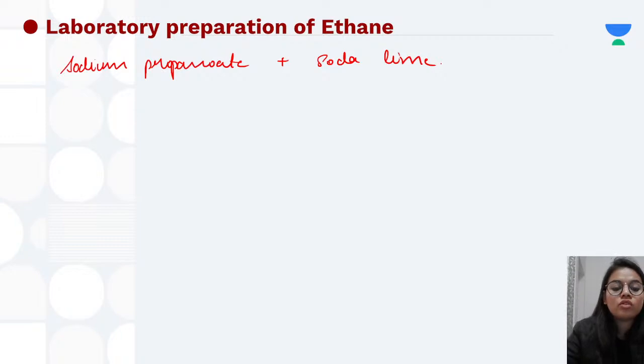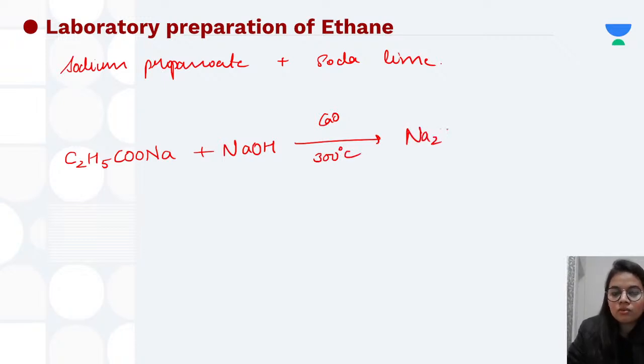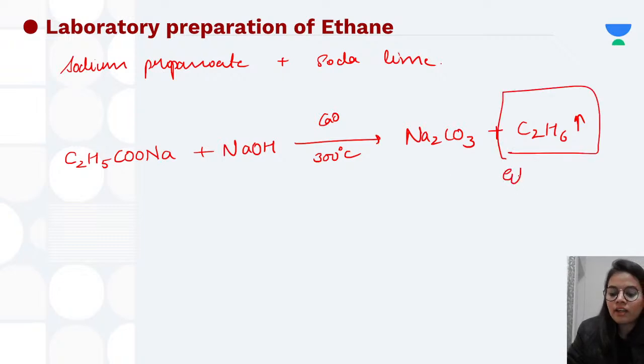Again, we take this mixture of sodium propanoate and soda lime, we heat it. And what's the reaction that we get? The formula of sodium propanoate, that is 3 carbons, we have C2H5COONa plus NaOH. Again, heating it over calcium oxide at 300 degrees Celsius, we get sodium carbonate plus C2H6. Again, this gas is our ethane, which is collected by downward displacement of water. So I hope this reaction is very much clear to you.